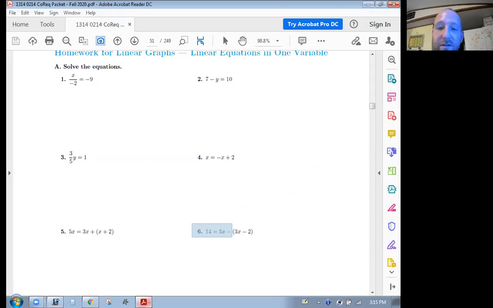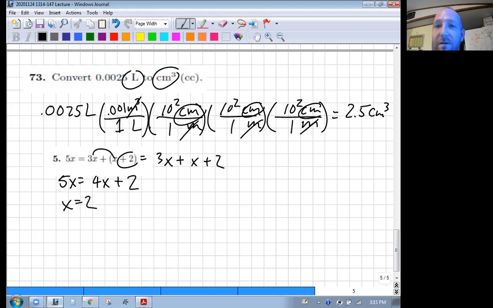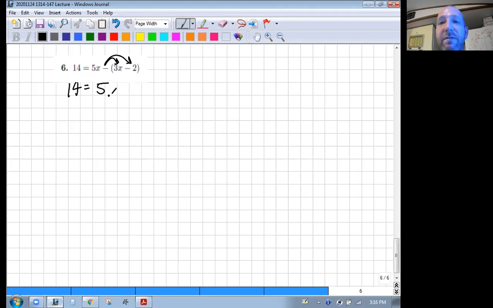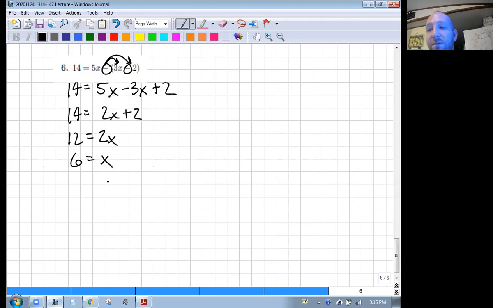This one here is a little different. This minus sign has to be distributed. This is like multiplying by a -1. So you got 14 plus 5x minus 3x, and then a minus minus gives us a plus 2. 5x minus 3x is 2x. Subtract 2 from both sides. Divide both sides by 2. And we have x equals 6.